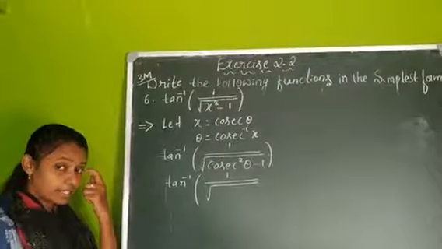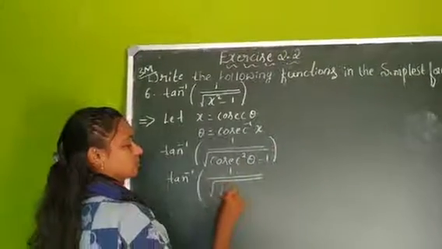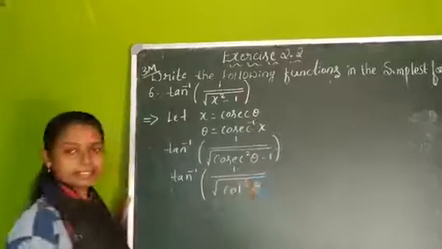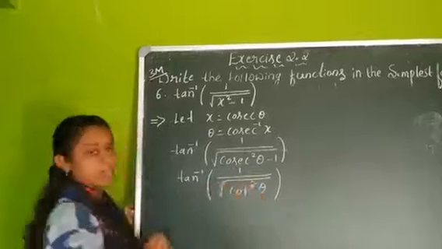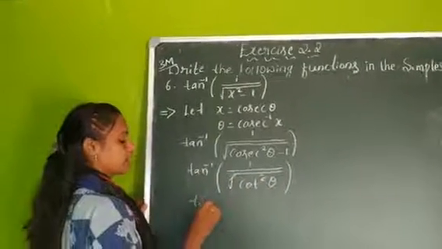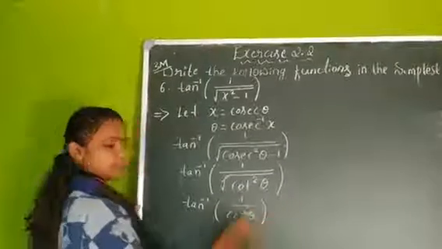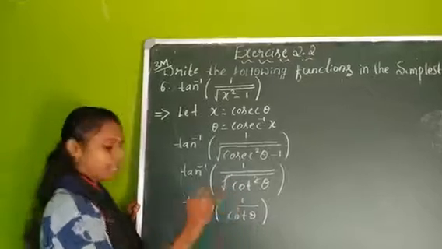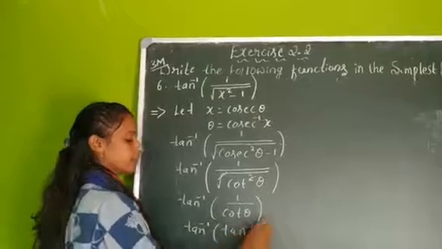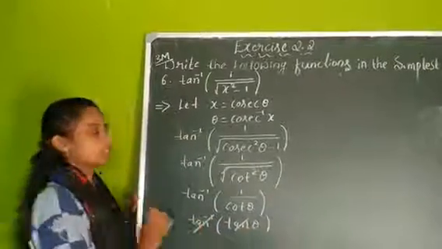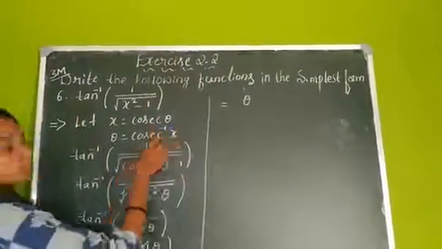you can write that as cot square theta. This is a trigonometric identity. So now these two get cancelled, and this is tan inverse of 1 divided by cot. This is 1 by cot, which is nothing but, again, tan inverse of tan theta. Now tan and inverse get cancelled. The remaining is theta. Theta is nothing but cosecant inverse x.